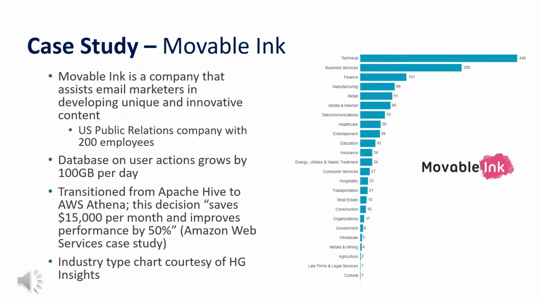So that's huge. This is also on the right, a chart of the industry types that use Athena. As you can see, a lot of them are in tech, but you've also got education, entertainment, real estate. It ranges from pretty much any kind of company you could imagine.